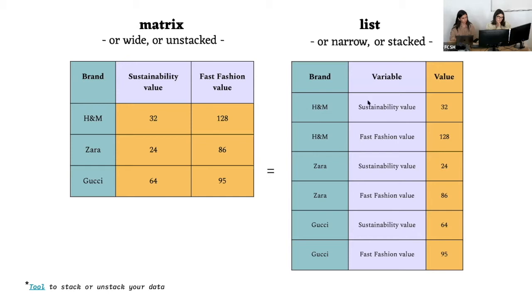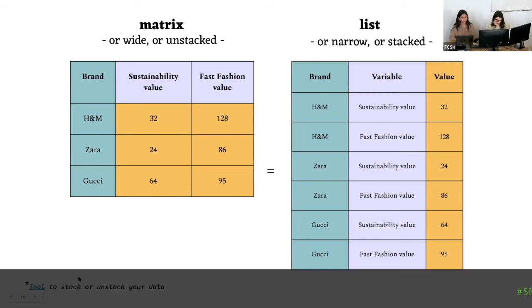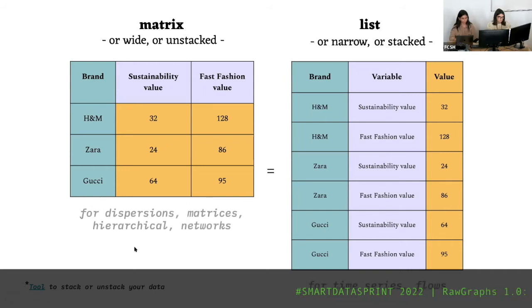So each item is recurring, for example here H&M for 2 rows, Zara 2 rows, etc. And variables are vertical. Instead, in a matrix they are horizontal. There is a feature that allows you to switch from one structure to another. This is the stack function, and here there is the tool to use this function that we'll see later in the tutorial.